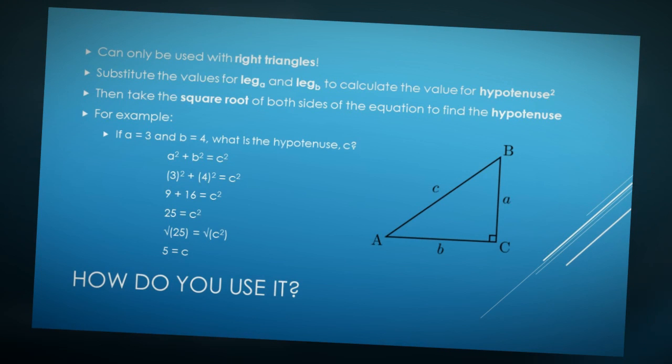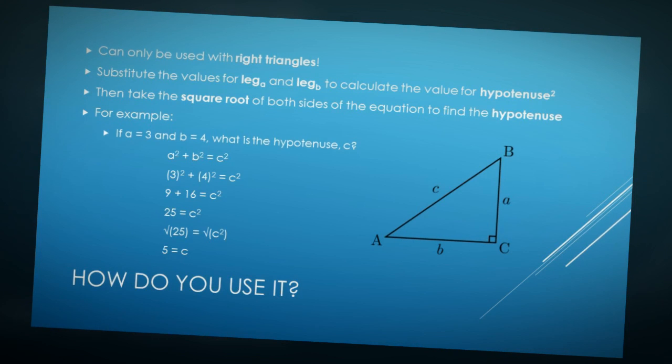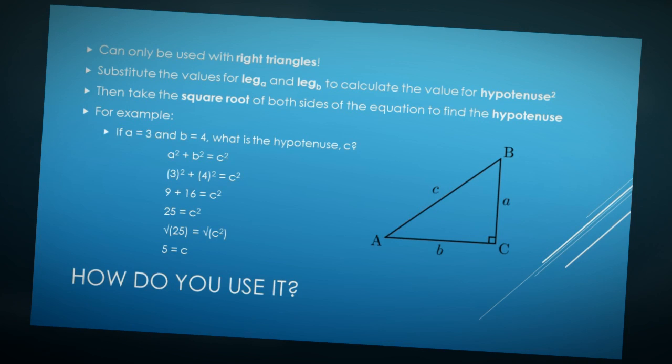3 squared equals 9, and 4 squared equals 16. 9 plus 16 equals 25. So now we have 25 equals c squared. Now take the square root of both sides of the equation, and we have 5 equals c.